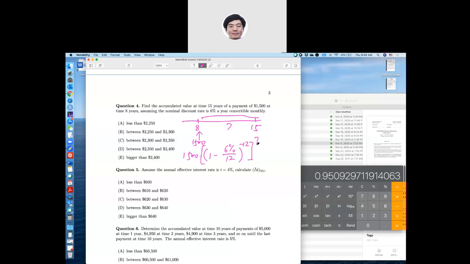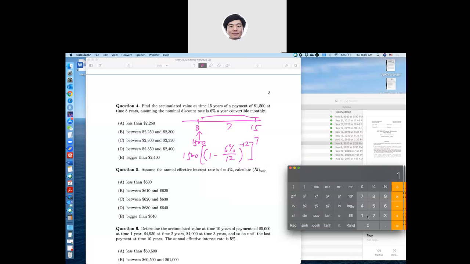So now it's time to get your calculator. Put a bracket. 1 minus 6%, 0.06, divided by 12, put a bracket, so that's whatever inside. Okay, raise the power, put another bracket, 12, where's my negative, times 7. Okay, so then times by 1500. So that is the answer. Now it's 2285, so it's B.